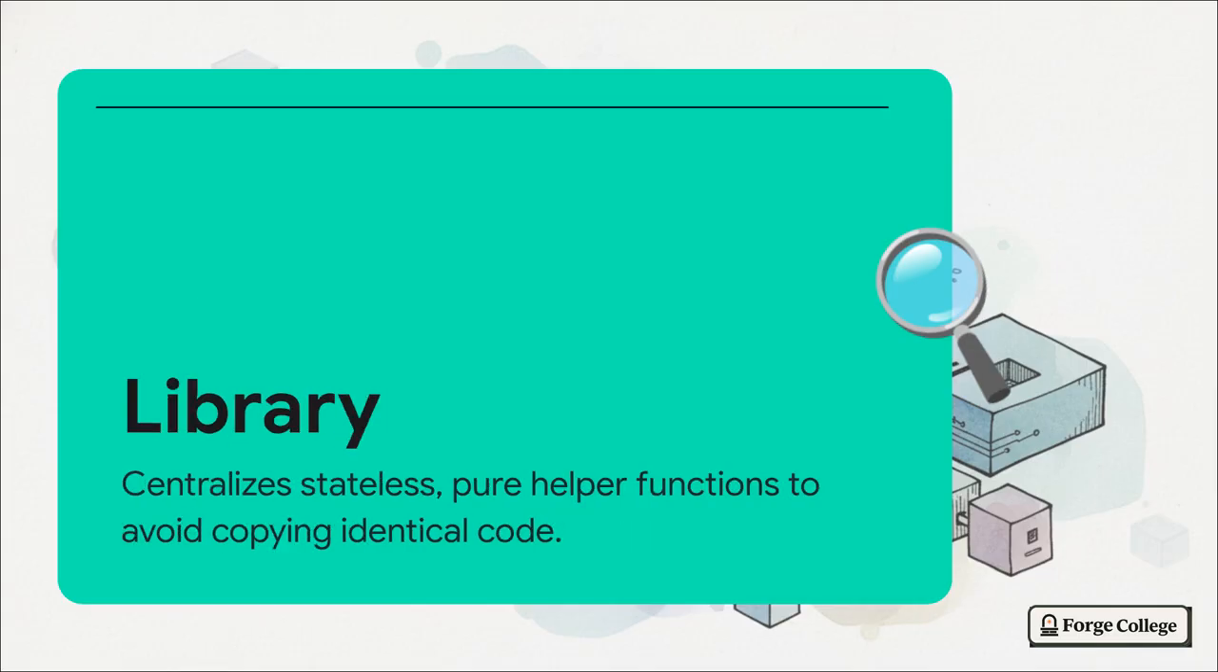And finally, the library. Libraries are the ultimate shared manual for pure domain logic. They centralize your stateless, pure helper functions. If you find yourself writing the exact same math routine to calculate shares in, say, 20 different contracts, you definitely need a library. It stops you from copying identical code and completely bloating your deployments.